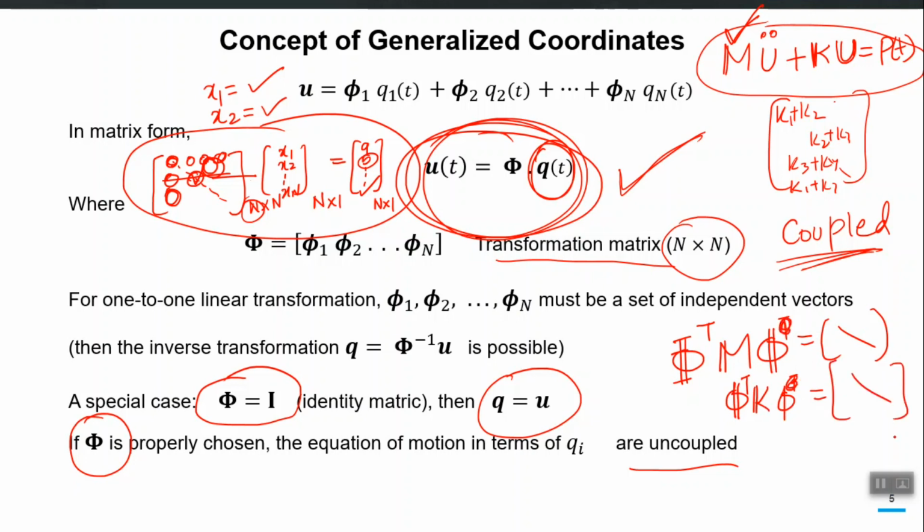So this property will help us in uncoupling the equation of motion. The equation of motion in the new q coordinates will be uncoupled. They will be simpler to solve. So we will solve them there in q coordinates, and finally using the same equation we bring the solution back to u coordinates, right? So we will continue in the next session.